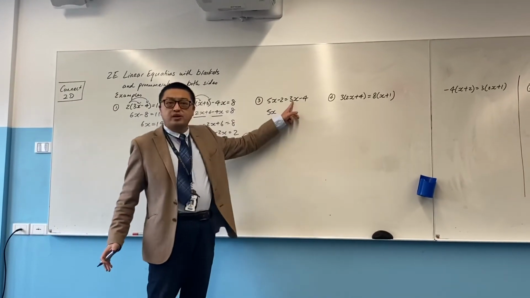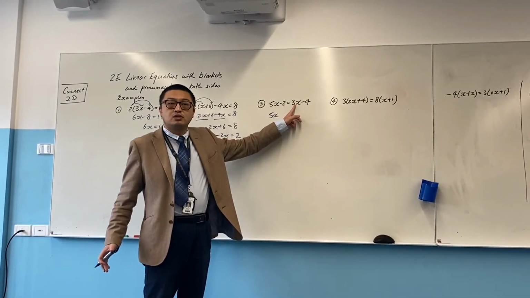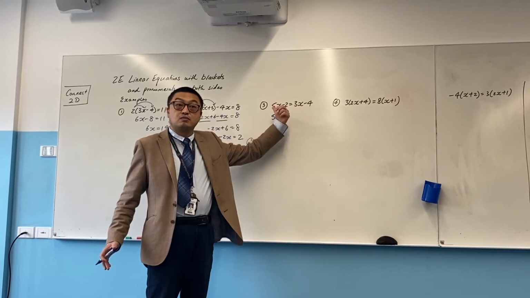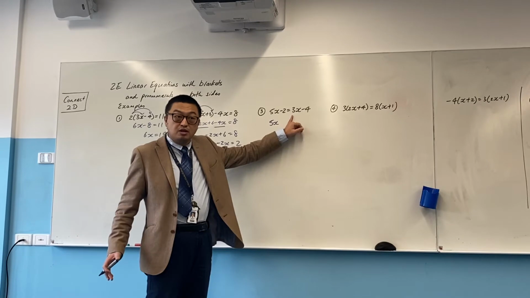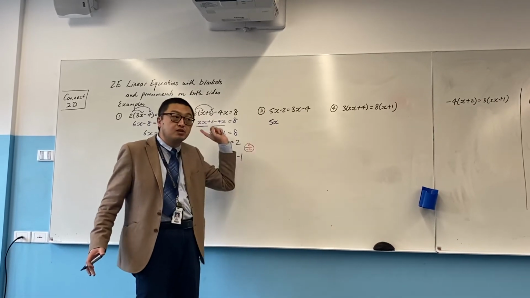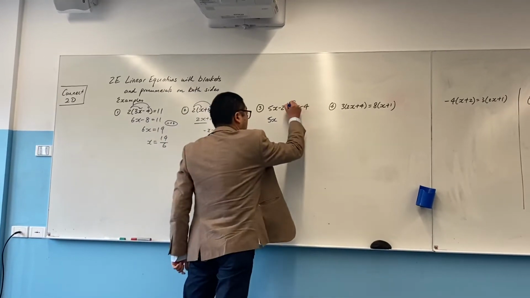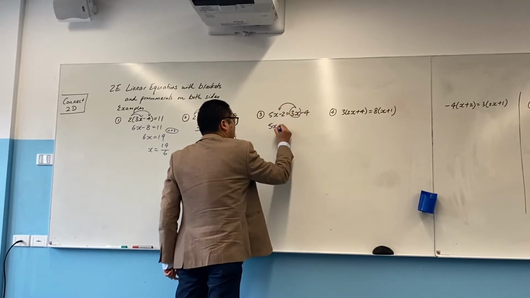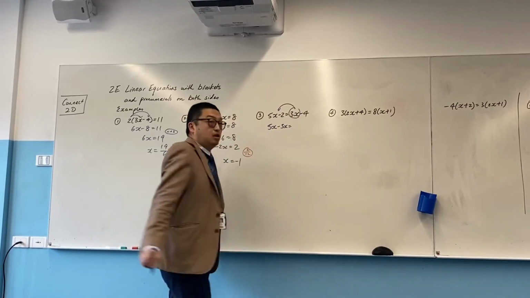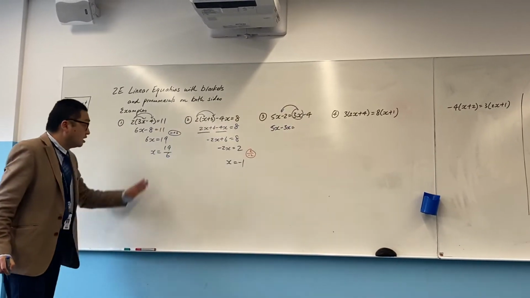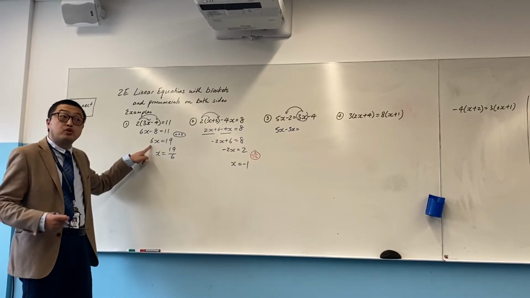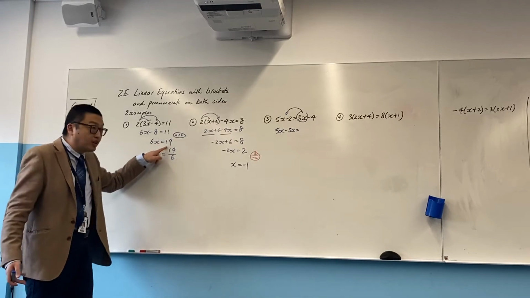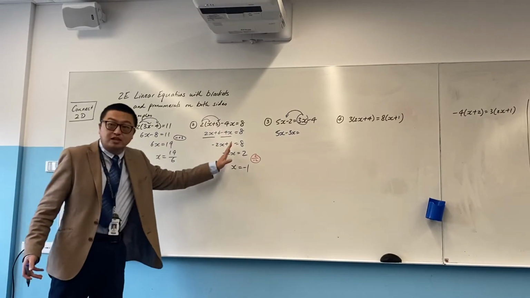What to do with this 3x? Add it to the 5x. Negative 3. At the moment it's positive. Once I move it, it becomes negative. So make sure you are certain with that. Okay, as you can see, I keep my letters on the left-hand side, and all the numbers on the right-hand side.